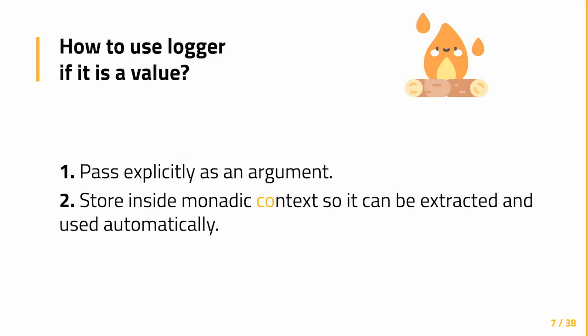But you might wonder, if it's a value, how can we use it? Well, at the very end, it still contains a function inside. So one of the simplest ways is to pass this value explicitly as an argument to your functions, unwrap it from the newtype constructor, and then just pass the message to this logging function. But of course, you can store this log action inside your monadic context. So it's later extracted automatically, so you don't need to do all this manual wrapping and unwrapping. And later in the talk, I'm going to show how to do this. It's actually not that difficult.